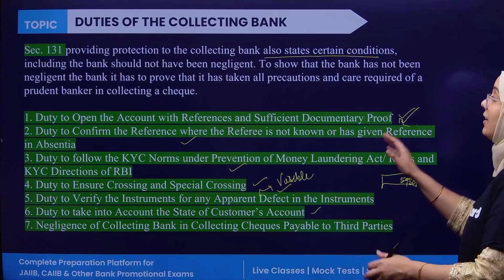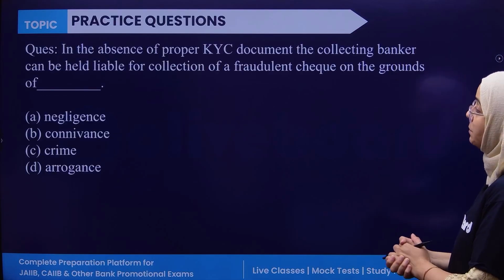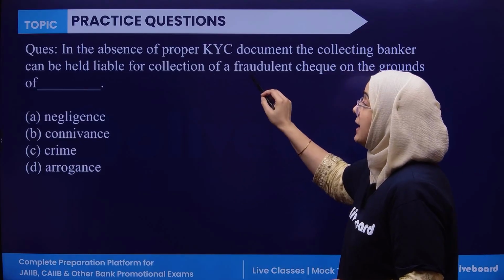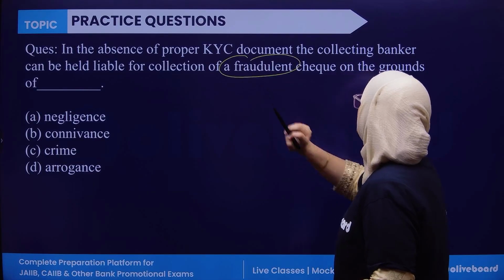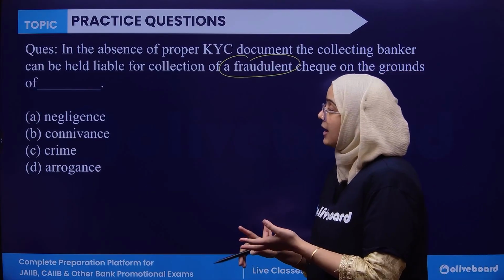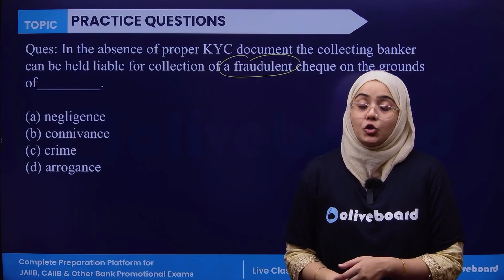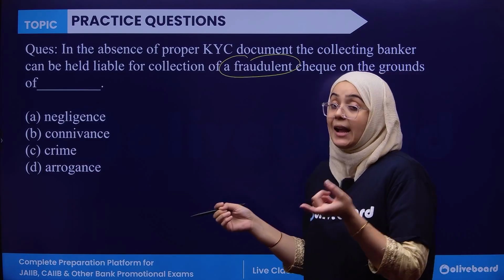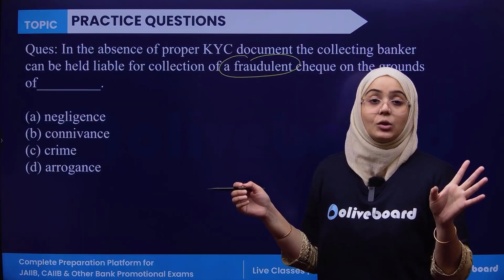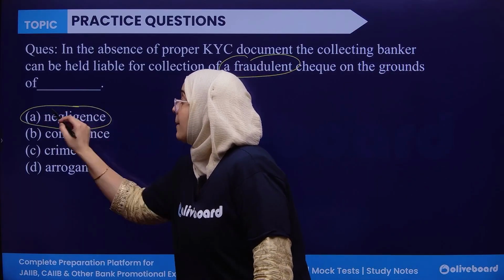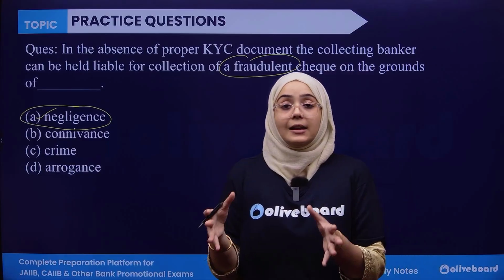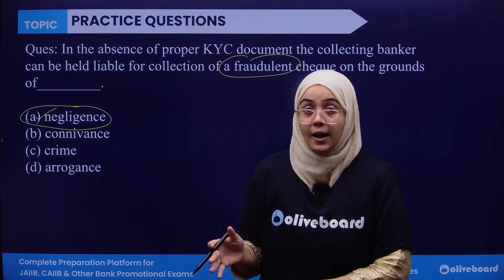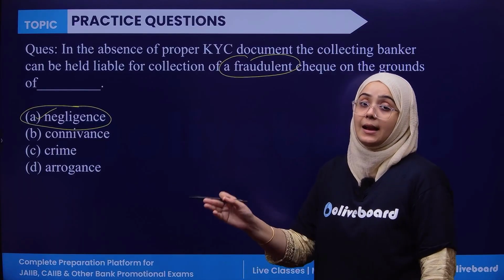Now quickly let us discuss some questions related to this. First of all, in absence of proper KYC documents, the collecting bank can be held liable for collection of a fraudulent check on the ground of which: negligence, convenience, crime, or arrogance? So, on which ground should the collecting bank be held liable if they collected a fraudulent check? The correct answer is obviously negligence, because on the ground of negligence, the collecting bank should be held liable for why the bank has collected the fraudulent check. So it is the negligence of the collecting bank.